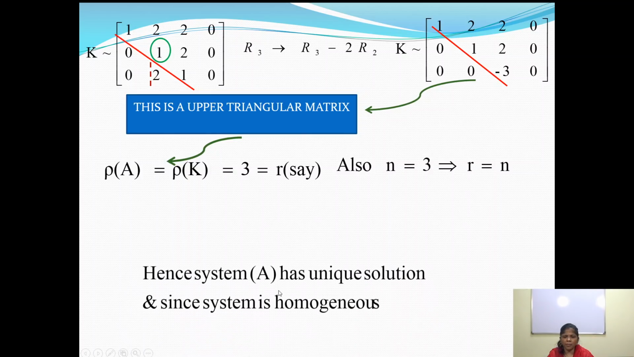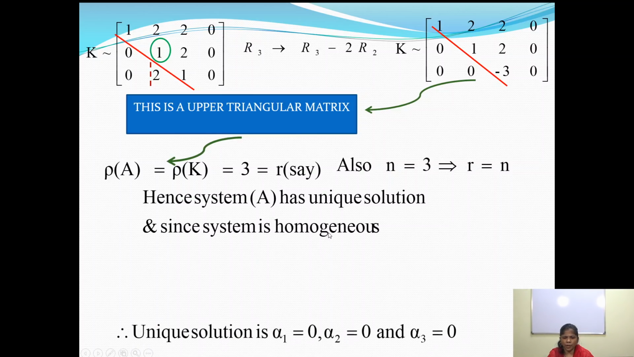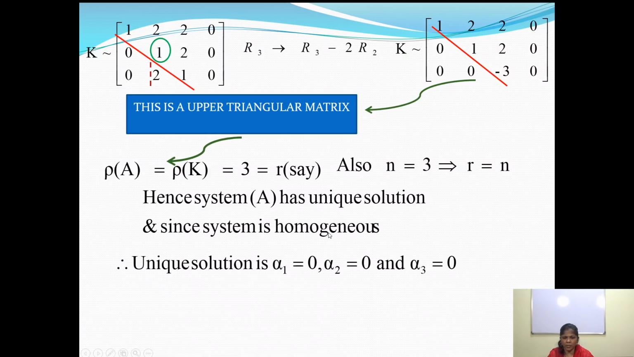Therefore, the system has a unique solution, and in a homogeneous system the unique solution is always the trivial solution, that is the zero solution. Therefore, we have alpha 1 = 0, alpha 2 = 0 and alpha 3 = 0. Hence, the given vectors are linearly independent. As I said, when all scalars are 0, the given vectors are linearly independent, so there won't be any possibility of getting a relationship.